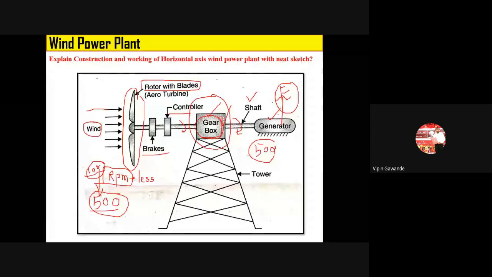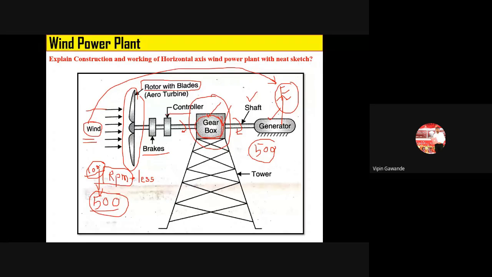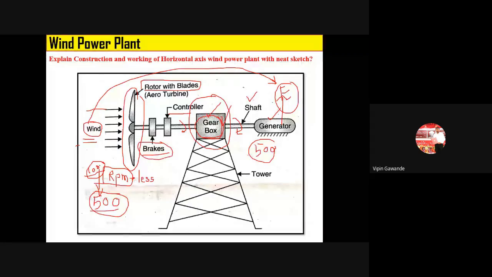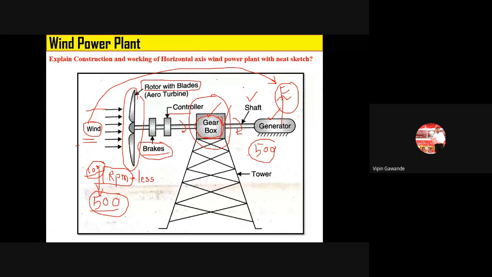So here the energy source is wind, and then it is finally converted into what? Electricity. So this is the energy conversion here. And what is this controller? The controller controls the RPM of this one. See, sometimes wind flows at very high velocity, so there might be chances of vibration. Because of that, we are using the brakes here. So if the wind velocity is very high, we have to apply the brakes, or we have to stop this wind turbine. So for applying the brakes or to minimize the speed, we are using the brakes, and that is controlled by this controller.